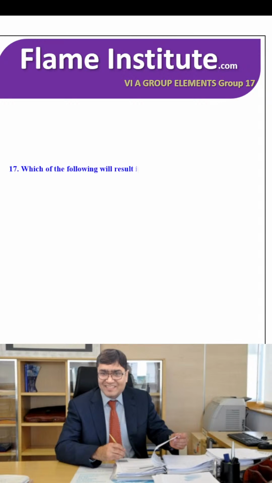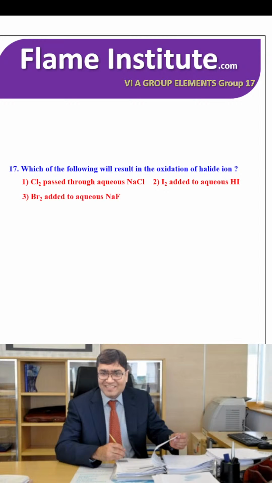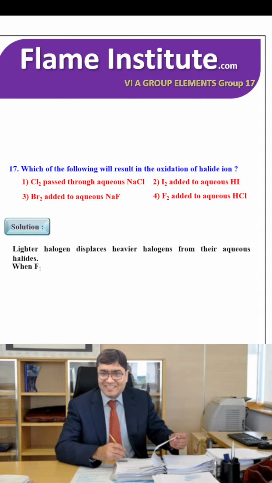Which of the following will result in the oxidation of halide ion? Cl2 passed through aqueous NaCl, I2 added to aqueous HI, Br2 added to aqueous NaF, or F2 added to aqueous HCl. Lighter halogen displaces the heavier halogens from their aqueous halides. Then when F2 is added to aqueous HCl, Cl negative ions are replaced. So the fourth option is the right option.